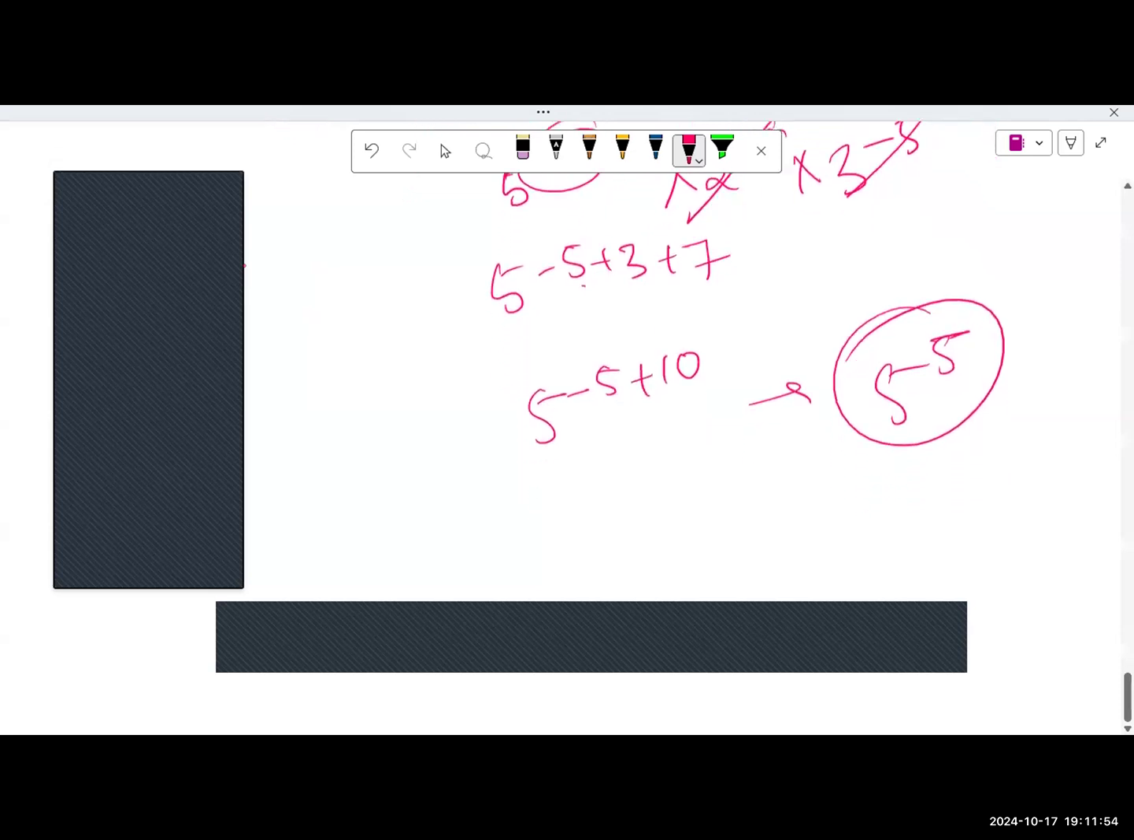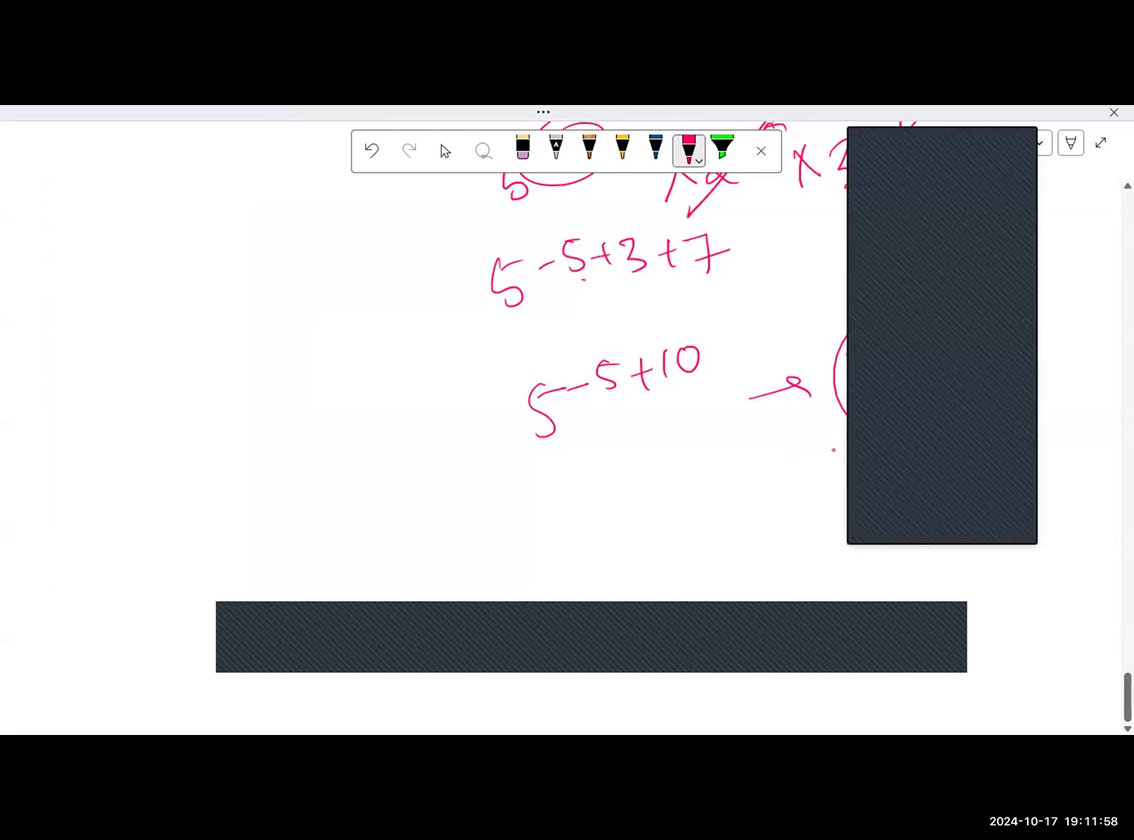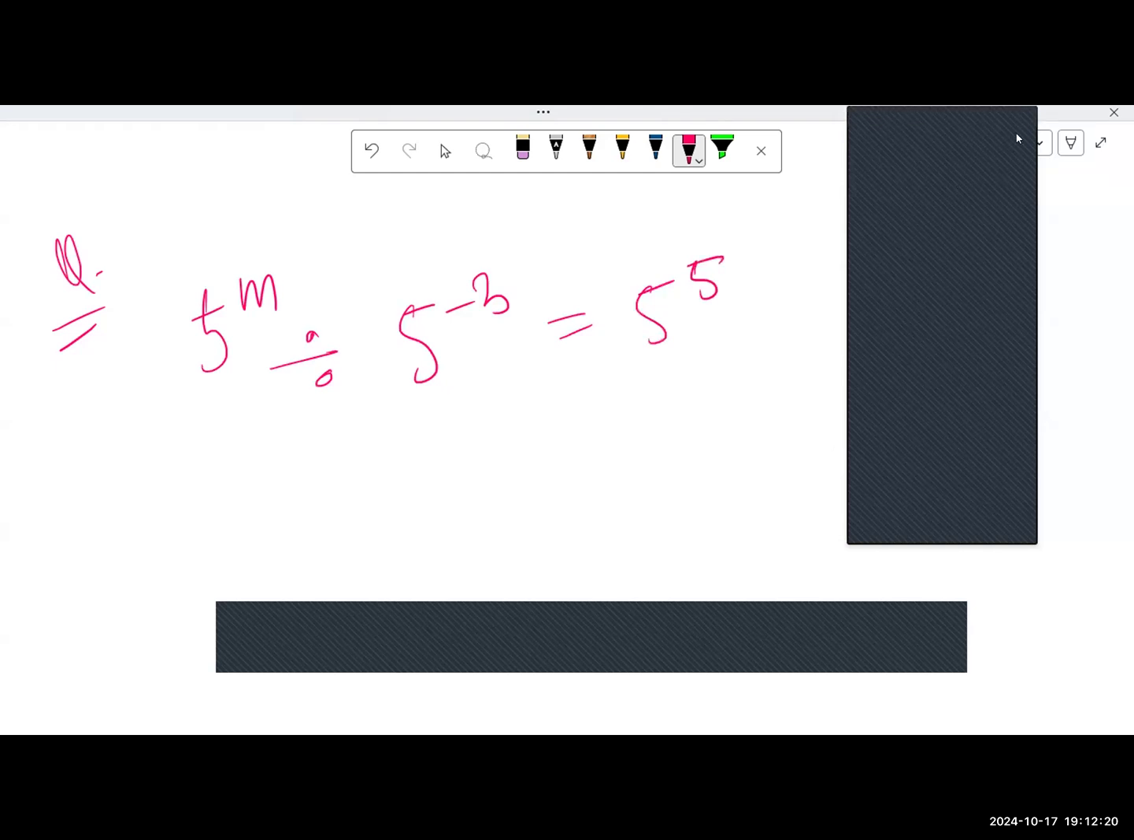Do you understand it? Yes, ma'am. Does anybody have any doubts up till here? No, ma'am. Now I'll give you the next question. You have to find the value of m for which 5 to the power m divided by 5 to the power minus 3 gives you 5 to the power 5. Please do this.